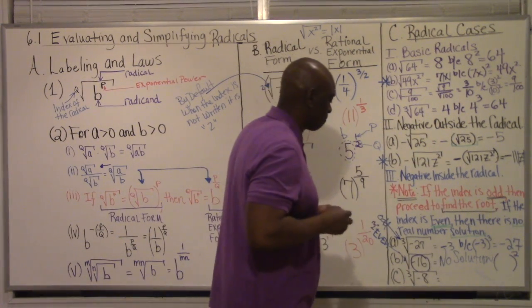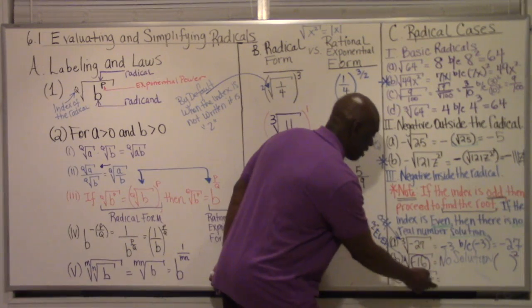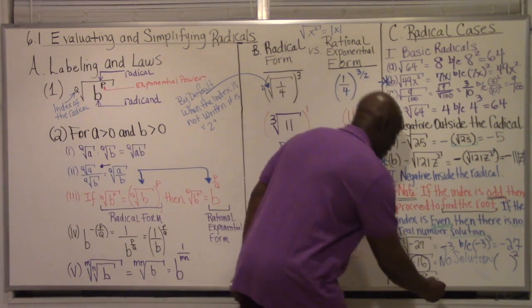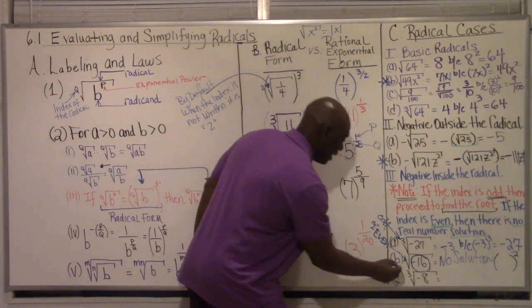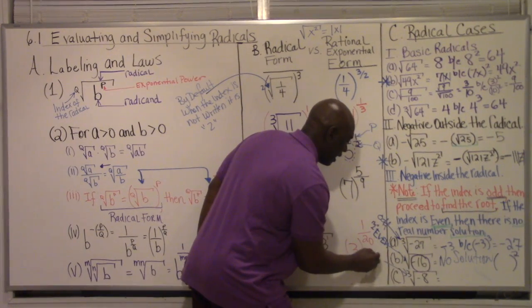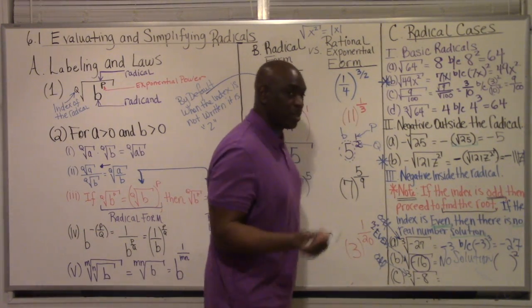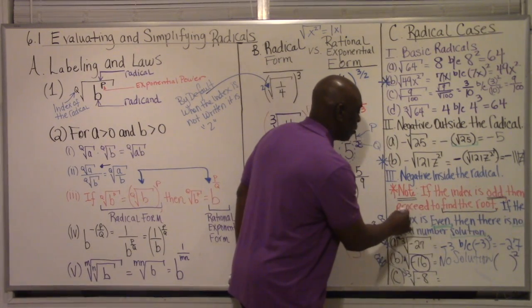All right, that's one. What is the cube root of negative 8? Well, let's take a look at it. Index is odd. Index is odd, what does that mean? That means what? Proceed.